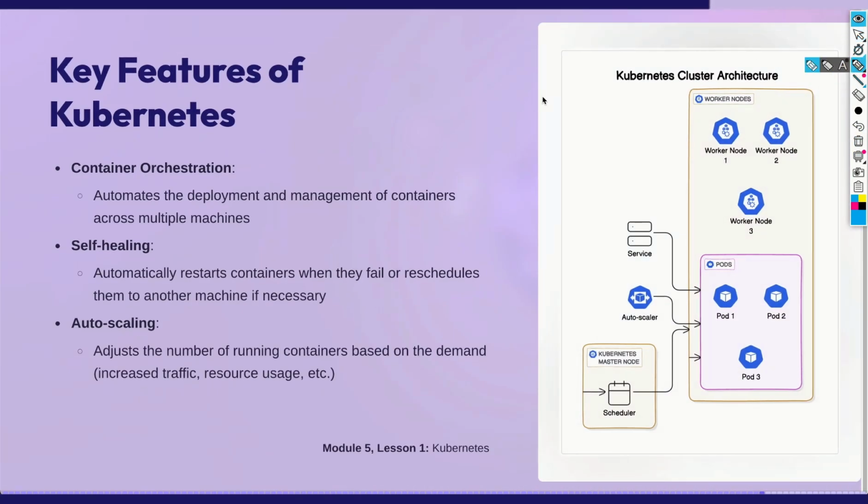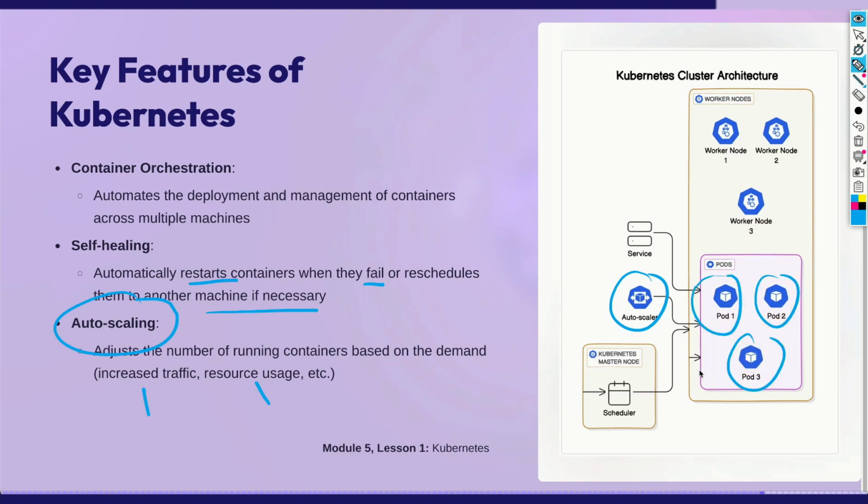A few key features of Kubernetes is obviously container orchestration. So it automates your deployments and management of containers across multiple machines. It is self-healing, which means that it automatically will restart containers if they fail or reschedules them to another machine if that is necessary. And the biggest point of having an orchestration tool is auto-scaling. So this will adjust the number of running containers based on the demand of your application. So if there's an increase in traffic or an increase in resource usage, the Kubernetes autoscaler notices that and it launches different pods, or we can just call it VMs in this case, to manage that, all right?